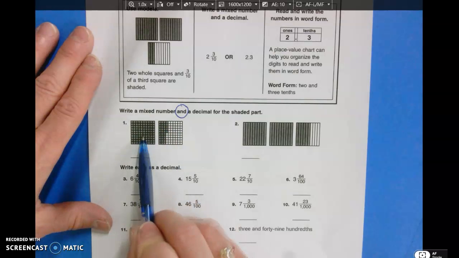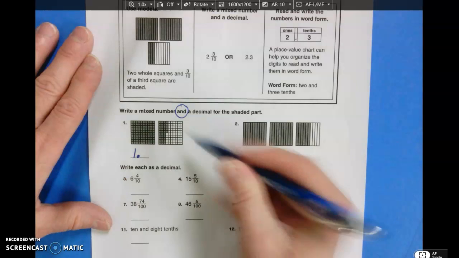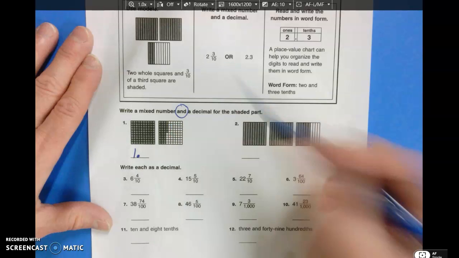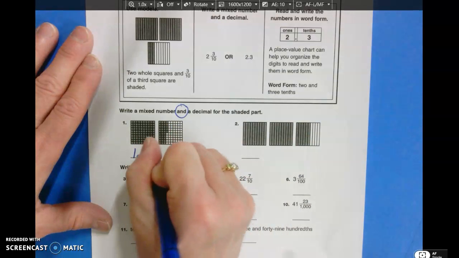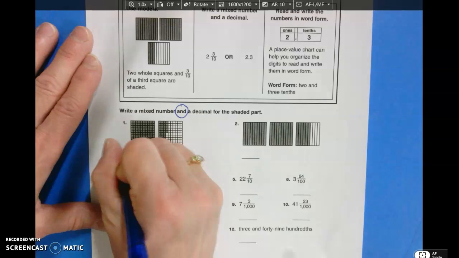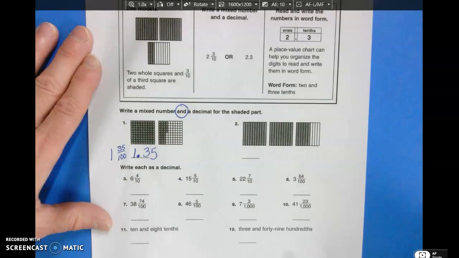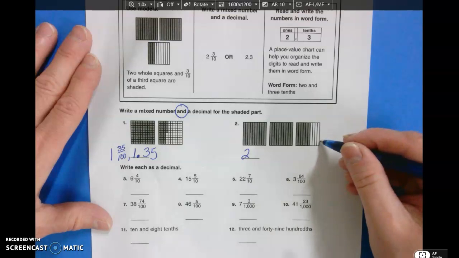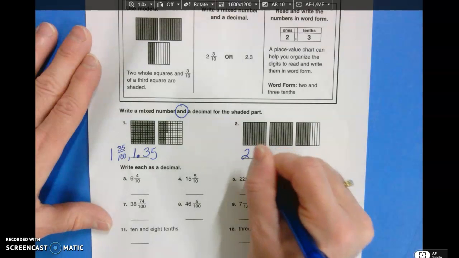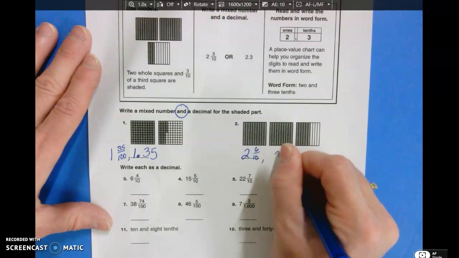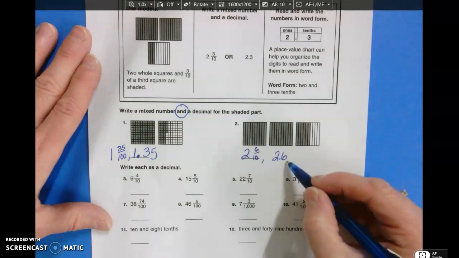I see 1 whole box shaded. And it looks like 10, 20, 30, 1, 2, 3, 4, 5, my little eyes. 1 and 35 hundredths is my decimal. And if I want to write my mixed number first, it would be 1 and 35 pieces of the hundredth size. All right, those are my 2 answers. Here I have 2, let's do our mixed number first, 2 and, looks like 4 are left, so that means 6 of them are shaded, 2 and 6 tenths. I see the tenths model, and what would that be in decimal form? 2.6, because 6 is in the tenths column.